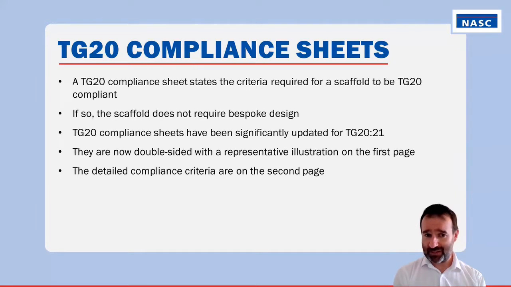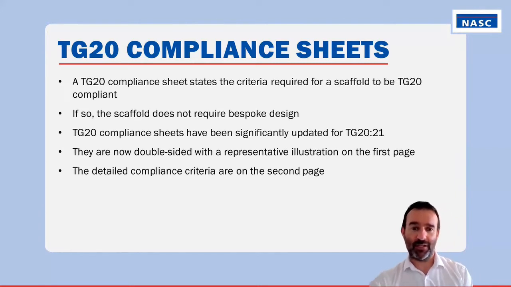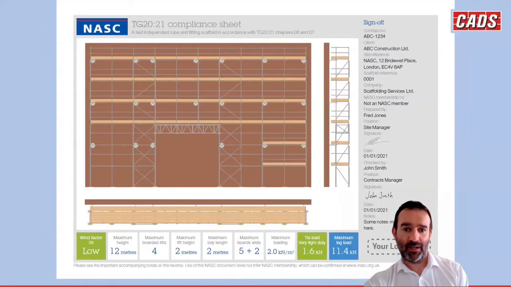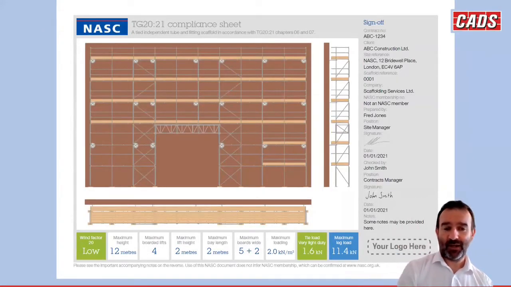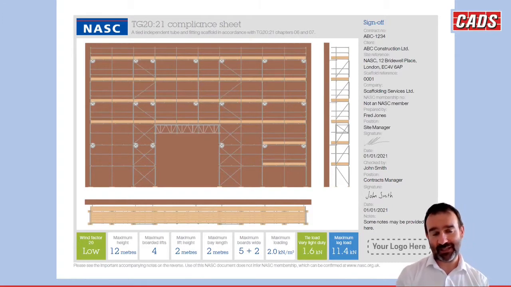So previously they were largely text and bullet points really, but now we've redesigned them with an illustration on the front page and then the details of the compliance on the second page. And I've got an example here. So on the front sheet, you have a plan, a section and an elevation of one representative elevation of the scaffold. And there you can see, for example, the lift boarding, the tie pattern. You can see there's a bridge there and so on. Down at the bottom, we have what we call the TG20 compliance badges.